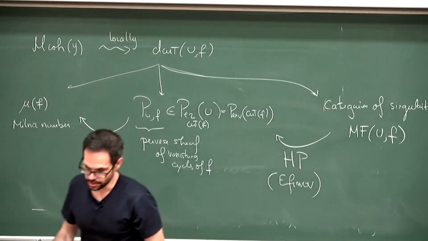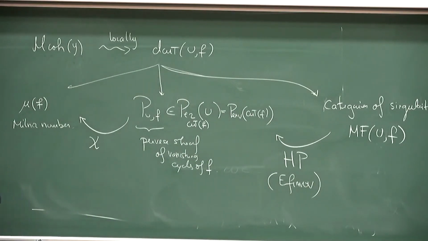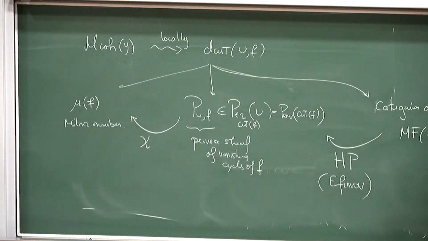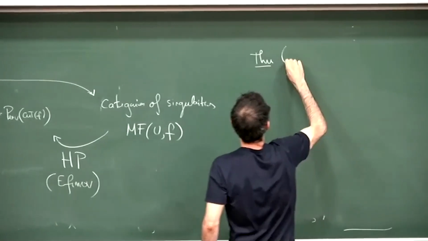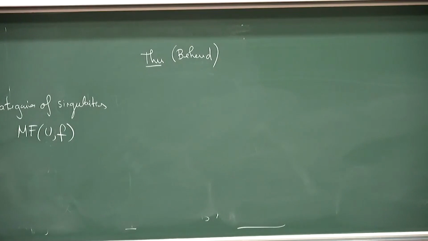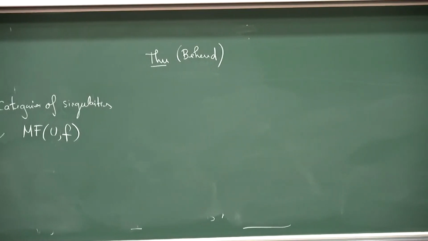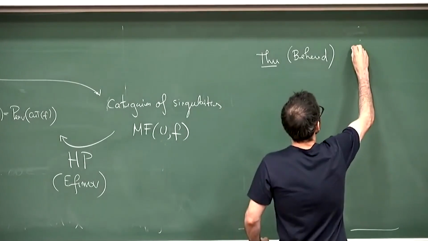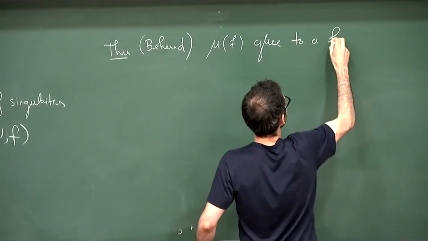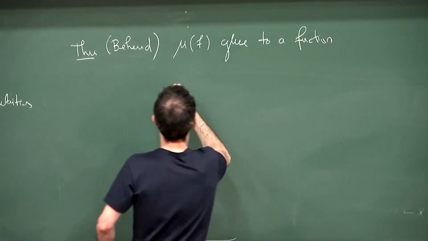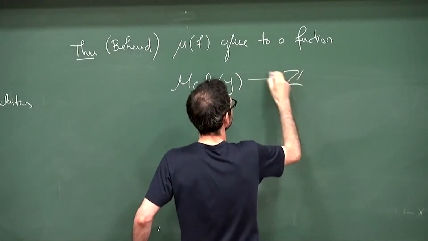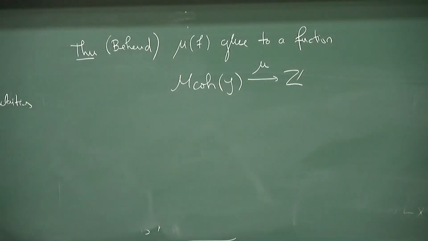So let me tell you two theorems. Yes? Periodic cyclic homology. Okay. So let me give you two theorems. The first is by Behrend, and tells us that these locally defined numbers glue to a globally defined function.